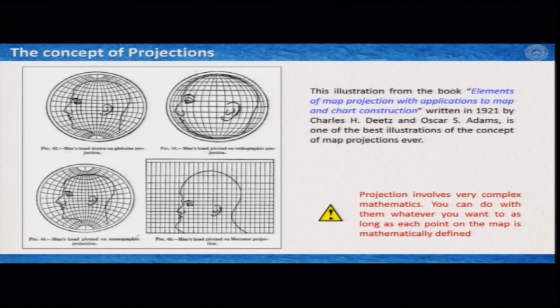So, in this illustration that we see, these are human faces, this is one human face, and you can see that based on the different grids that we see, the face has been projected differently in this area. This is one of the classic projections that I took from a book, and it dates back to 1921. What is important, as I said already, is that any projection operation involves extremely complex mathematics. So, you can do with them whatever you want, as long as each point on the map or on the object you are projecting is mathematically defined.